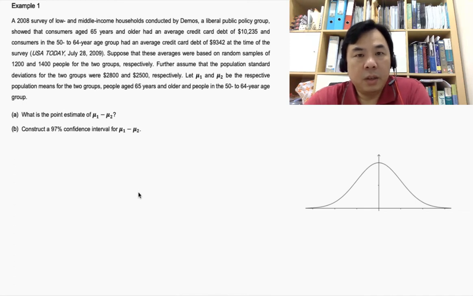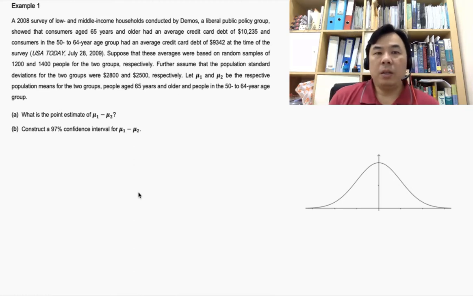In this case, further assume the population standard deviations of the two groups were given as $2,800 and $2,500 respectively, and let mu1 and mu2 be the respective population means for the two groups: people aged 65 years and older and people in the 50 to 64 years age group.